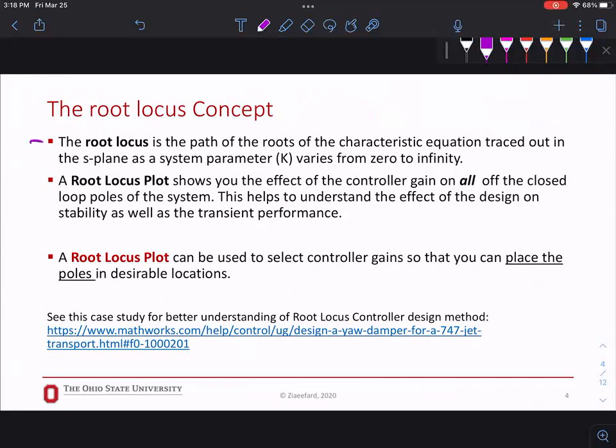We already talked about this item, which is that root locus is the path of all the roots if you change K from 0 to infinity in the closed loop transfer function, right? The characteristic equation, that's really important.